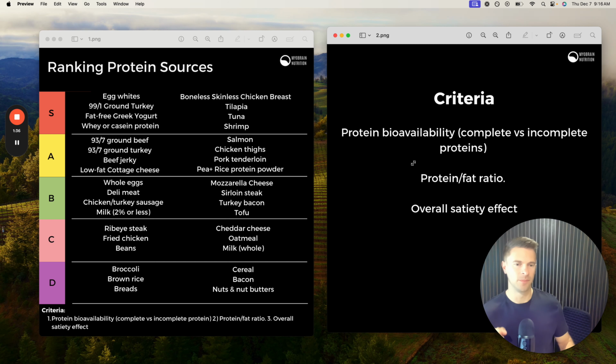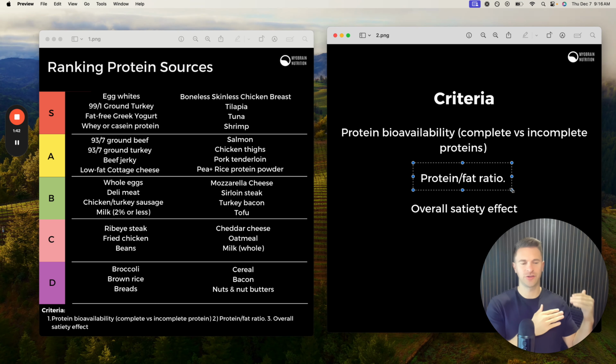The second thing, more importantly, will be like a protein to fat ratio. The way to think about this is how much fat has to come along for the ride for you to get a certain amount of protein. Let's take, for example, something like egg whites. You can get 20 grams of protein and get 0 grams of fat. There is no fat in egg whites.